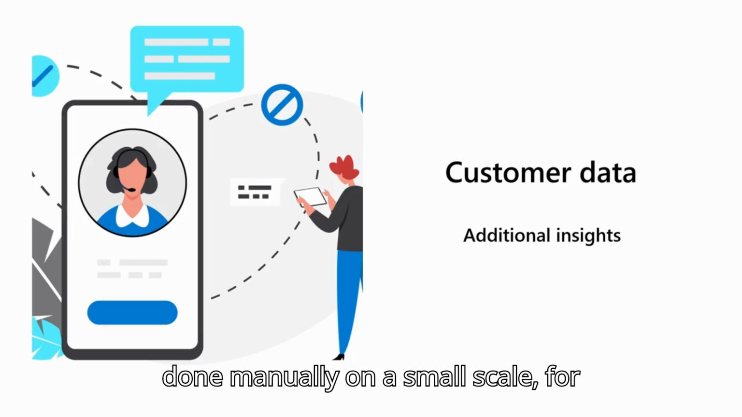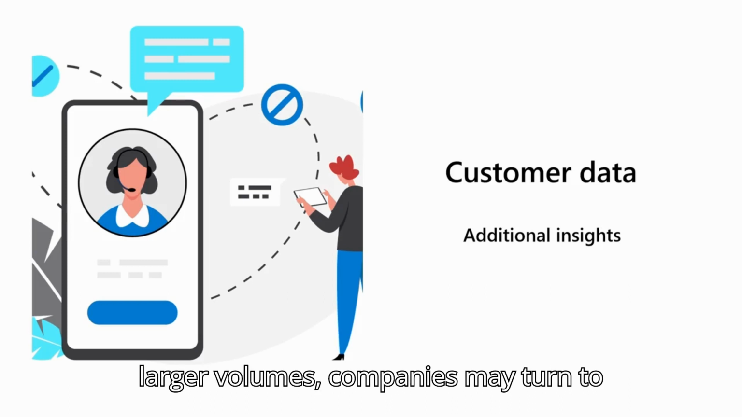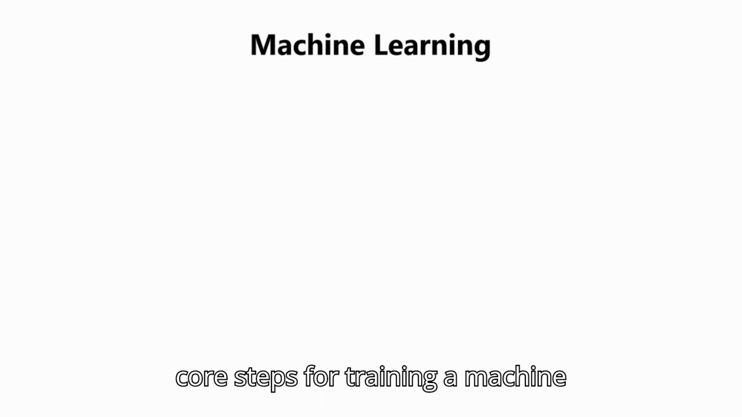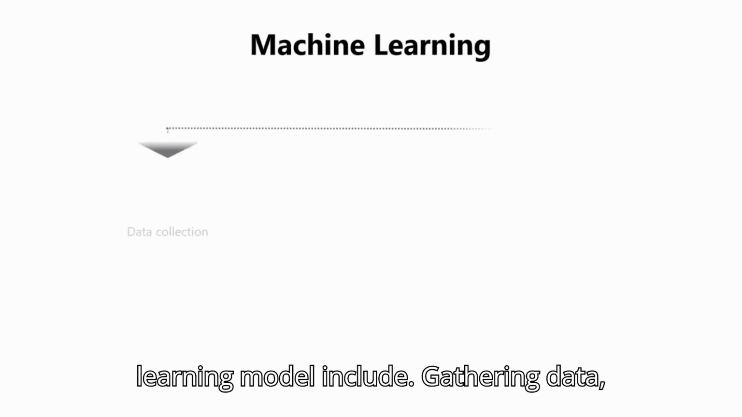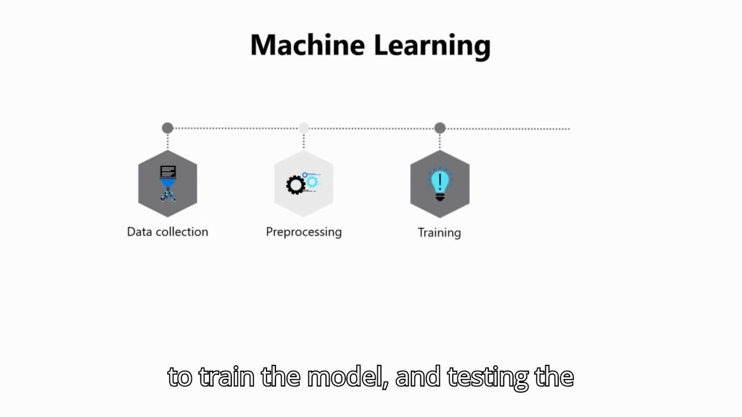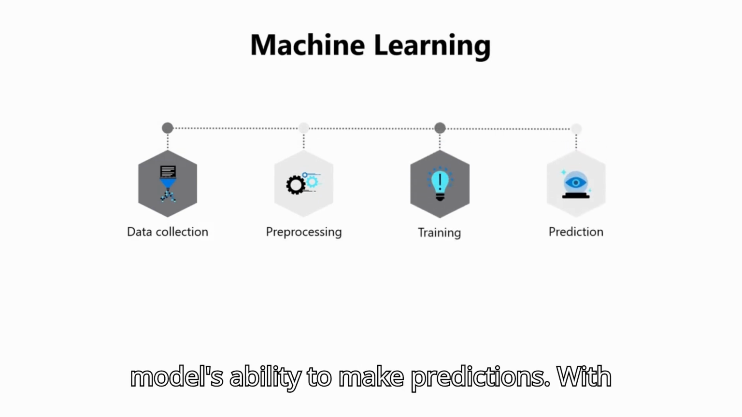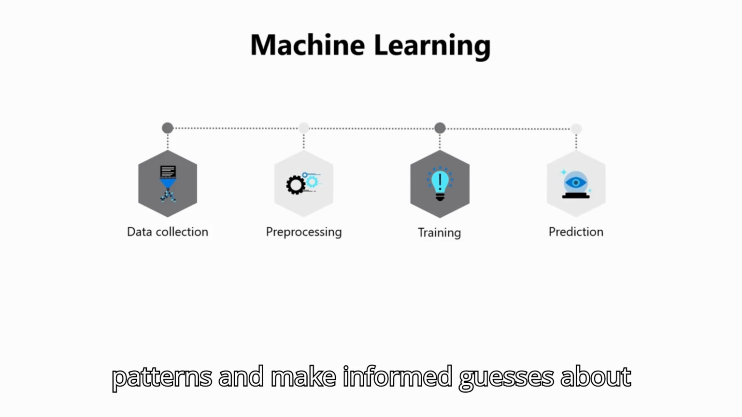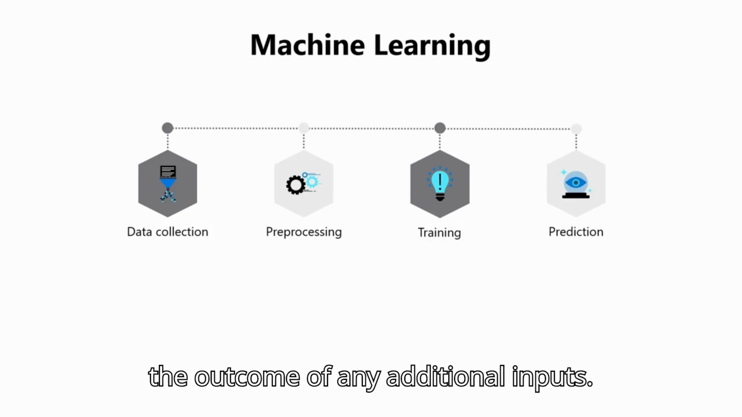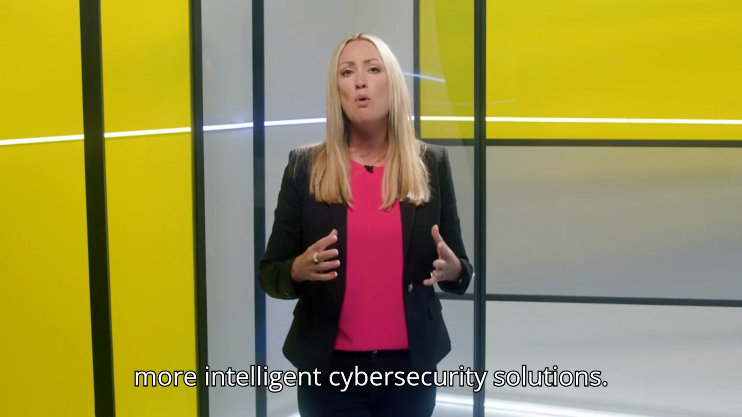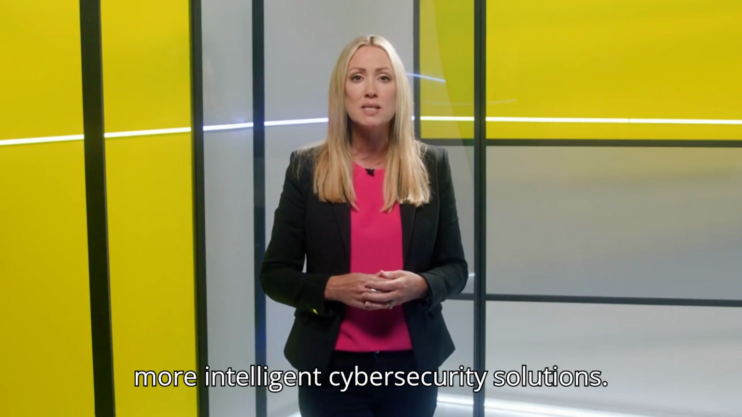While this can be done manually on a small scale, for larger volumes, companies may turn to machine learning. You learned that the core steps for training a machine learning model include gathering data, pre-processing it for accuracy, using it to train the model, and testing the model's ability to make predictions. With adequate data, machines can detect patterns and make informed guesses about the outcome of any additional inputs. You also received a preview into how machine learning can be used to create more intelligent cybersecurity solutions.